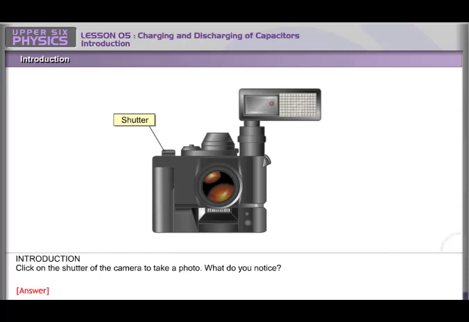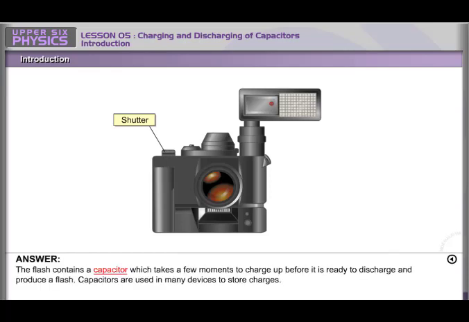Click on the shutter of the camera to take a photo. What do you notice? Answer. The flash contains a capacitor which takes a few moments to charge up before it is ready to discharge and produce a flash. Capacitors are used in many devices to store charges.